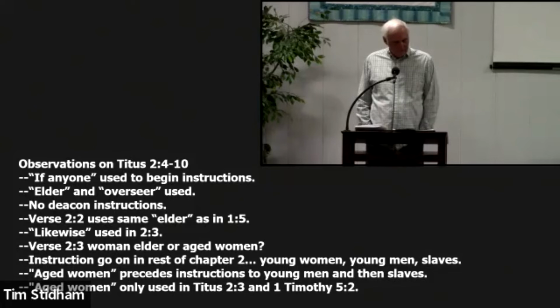Some would say that these lists in Titus 2 are qualifications for men elders and qualifications for women elders. But what about the slaves? Are these qualifications for slaves? No, that doesn't work. So these must be instructions on how to behave. The instructions do fit better than qualifications.